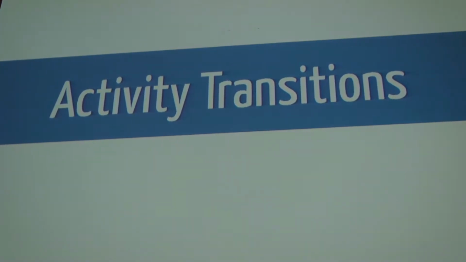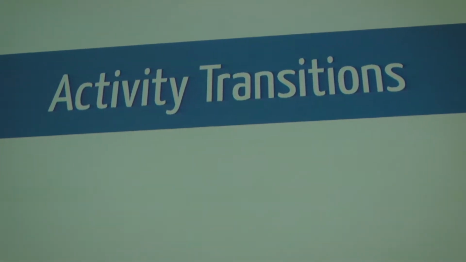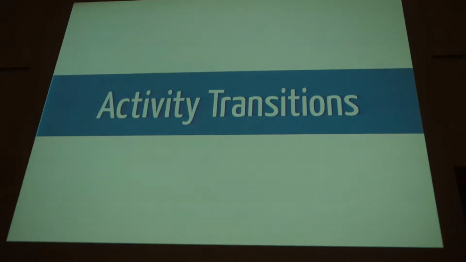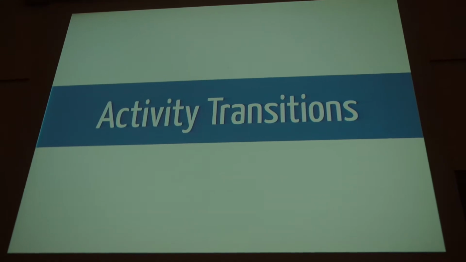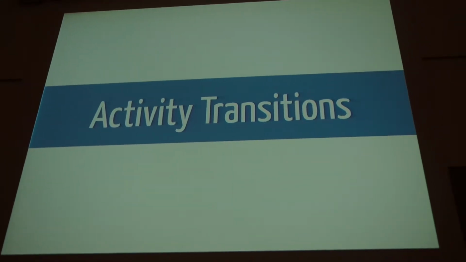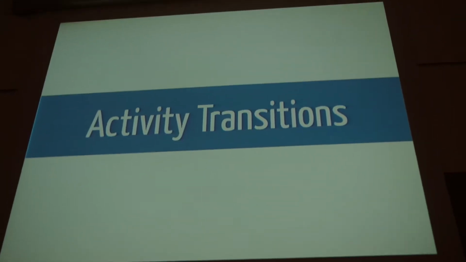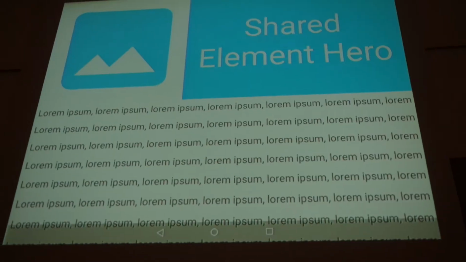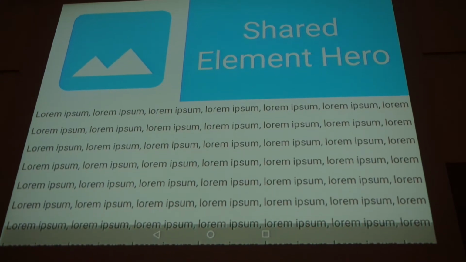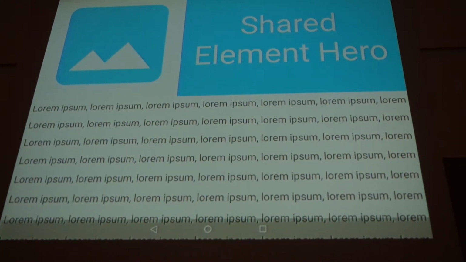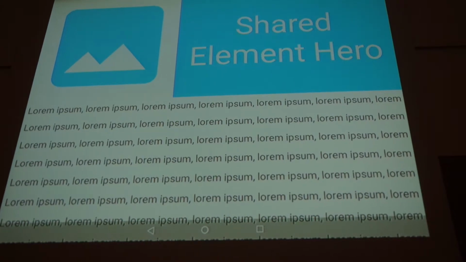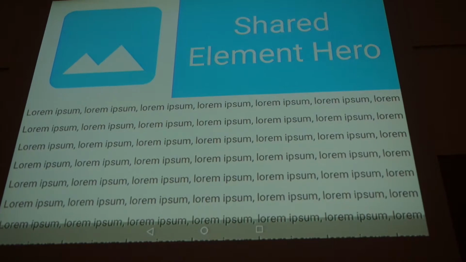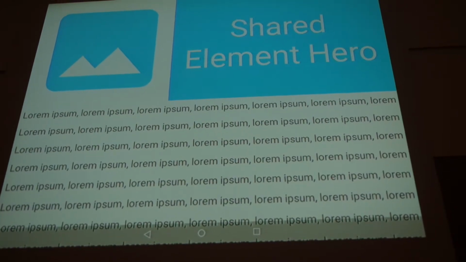Okay, and then the activity transitions. I think that everyone knows the new activity transitions that were added in Lollipop. So it runs on top of the transition manager, so you can use all the same kind of XMLs for transitions and stuff. So we have the shared element. This is the basic transition. So you set a shared element between two screens, two activities, and it will animate from one activity to another using the same classes from the transition manager.